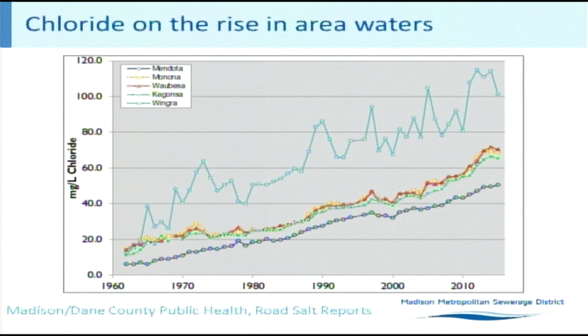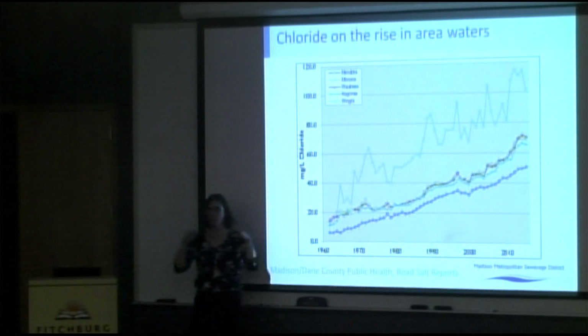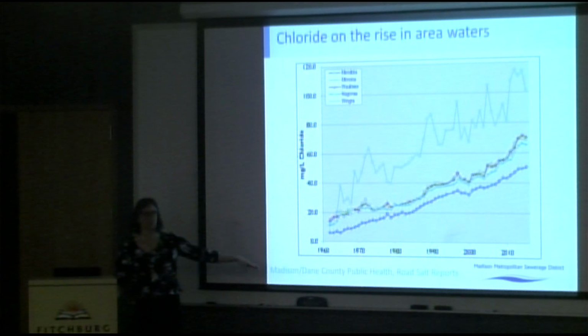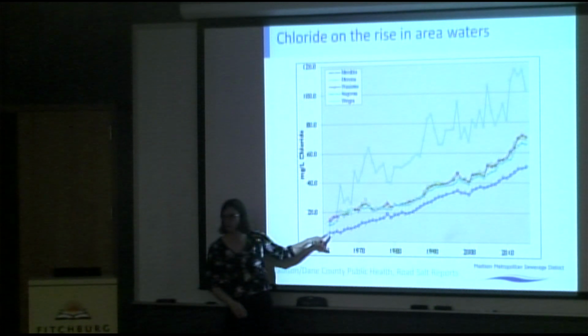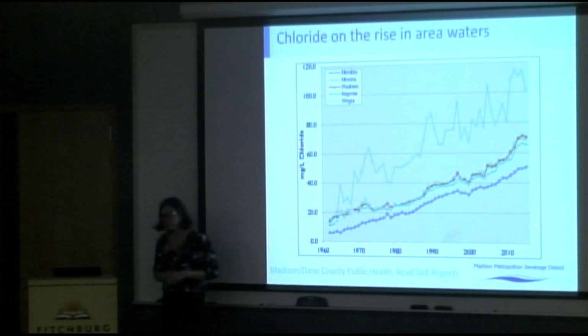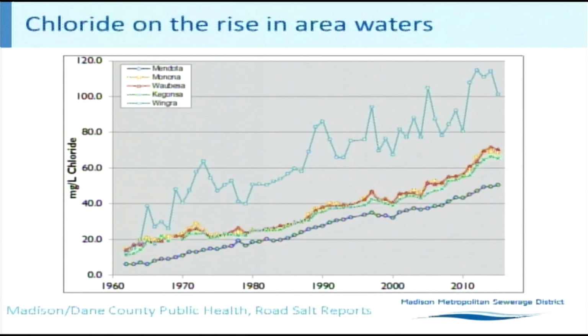So we have 5 major lakes. The largest, Mendota, is the least urbanized around the lake, and has the largest dilution, but still, since we started putting road salt on, there's been a steady incline. Lake Wingra on the top is our smallest, most urbanized lake, with a much steeper rise, much higher concentrations, and continuing to go up.